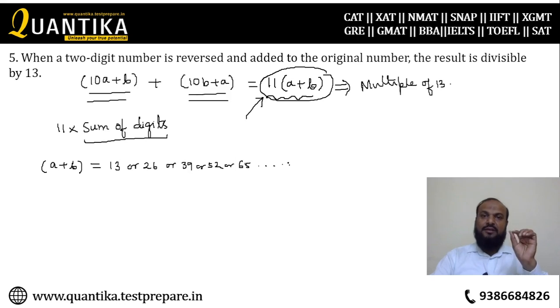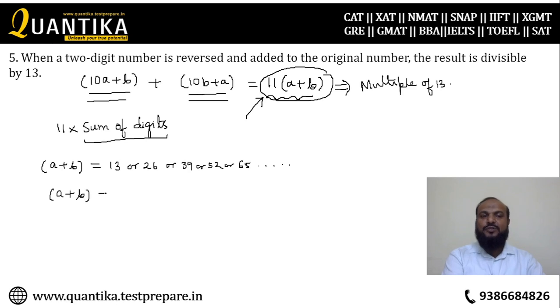Listen carefully. The sum of two digits at max can be 18, because this is a digit and not a number. So a and b can have maximum values equal to 9. So the sum of two digits can never exceed 18, right? So a plus b has to be 13.